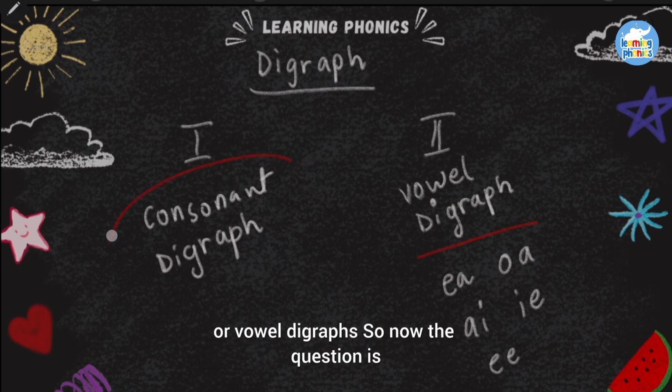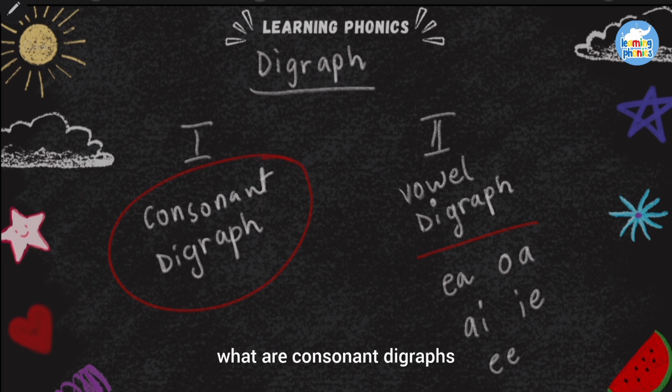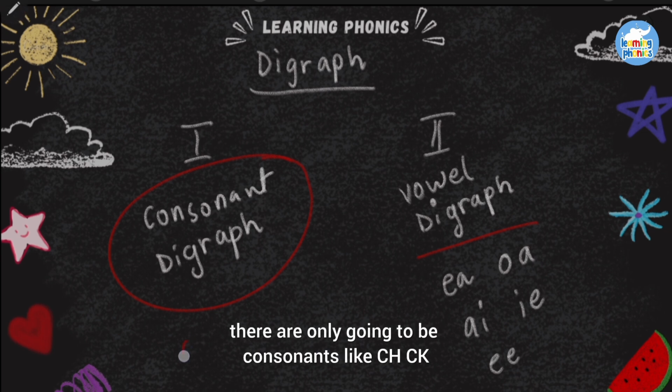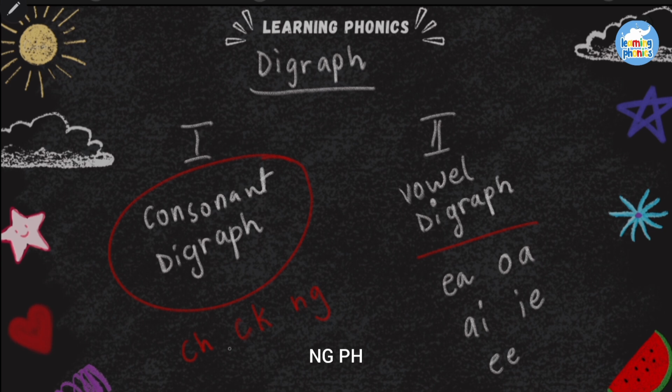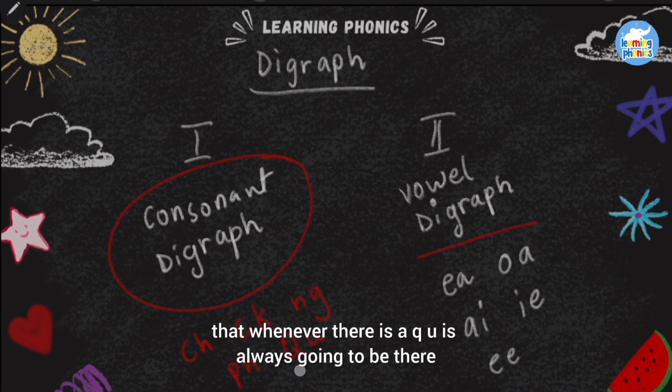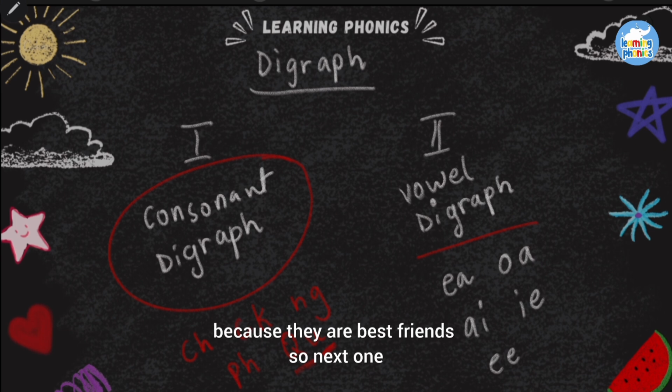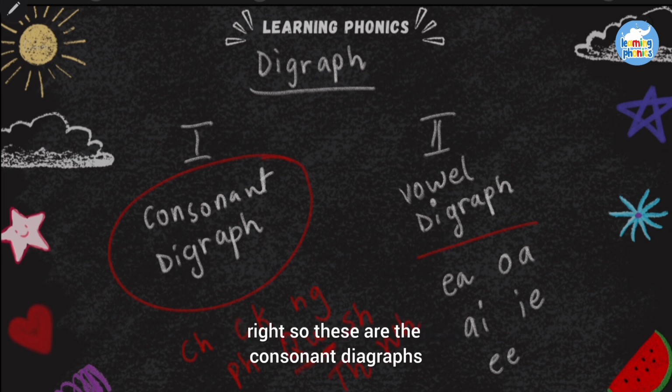So now the question is, what are consonant digraphs? So in consonant digraphs, there are only going to be consonants like CH, CK, NG, PH, QU. So remember earlier I have told you that whenever there is a Q, U is always going to be there because they are best friends. So next one is SH, TH. There are two sounds of TH, WH. Alright. So these are the consonant digraphs.